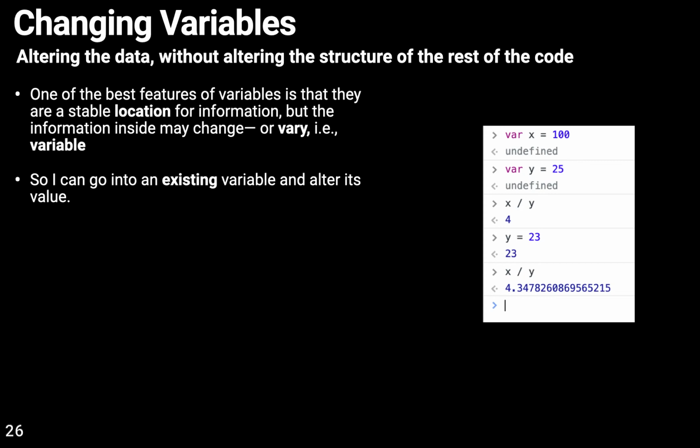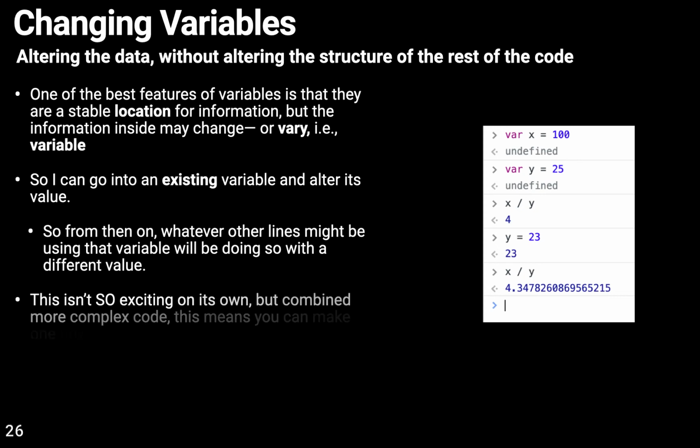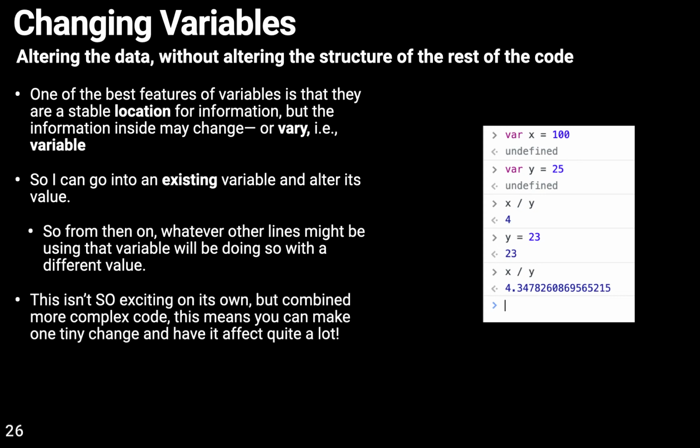So you can go into an existing variable and alter its value. From then on, whatever other lines might be using that variable will do so with a different value. Again, these are the super fundamental building blocks. It's not going to be super exciting. But when you combine this into more complex code, that means that you can make tiny changes that affect things quite a lot. Think about those CSS properties, right? We change one value of a background color and suddenly the entire website looks different to our eyes, right? We change it from white to black or whatever, the string.